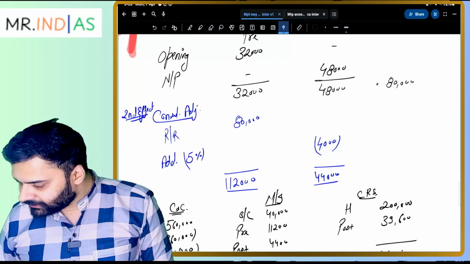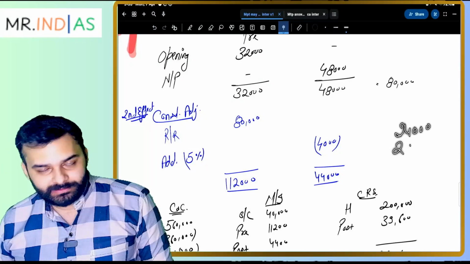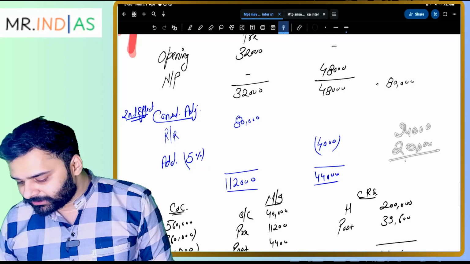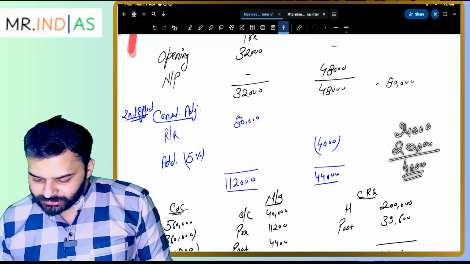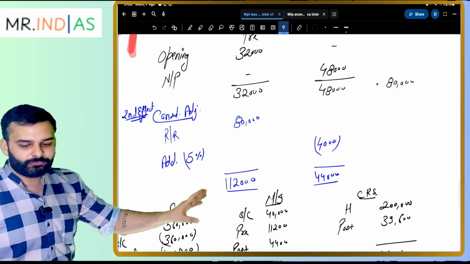4,80,000 into 5% is 24,000. You have 4 lakh at 5%, which is 20,000. So additional depreciation is 4,000. Please, guys, always calculate in this way.